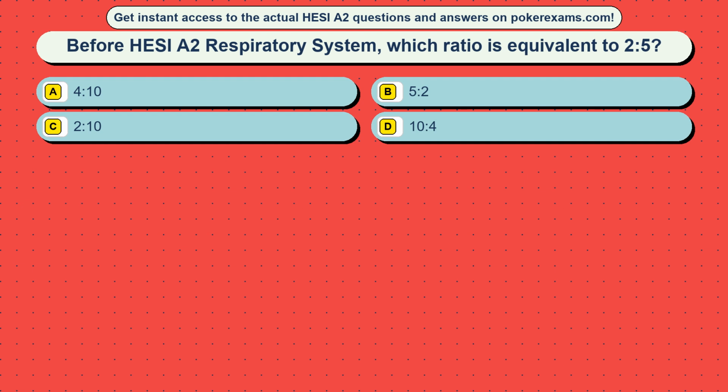Question 25. Before HESI A2 respiratory system, which ratio is equivalent to 2:5? Option A, 4:10.